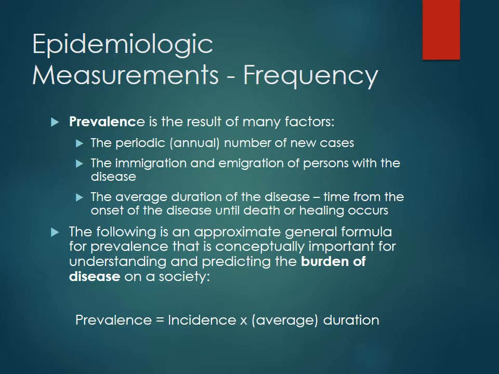So basically, the following is an approximate general formula for prevalence that is conceptually important for understanding and predicting the burden of disease on a society. So if you're looking at the entire population of, say, the U.S. with HIV, one of the things you can do is say, okay, the prevalence in the U.S. population is going to equal the incidence times the average duration for whatever your period is, right?